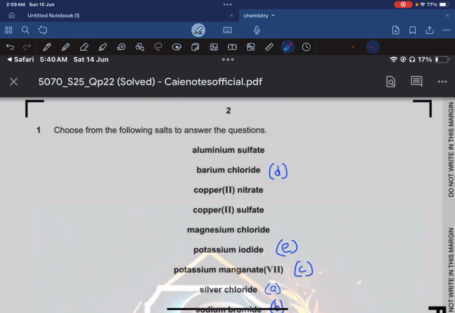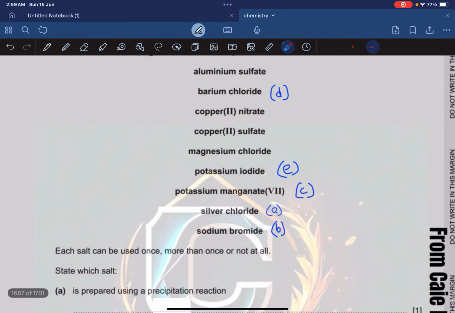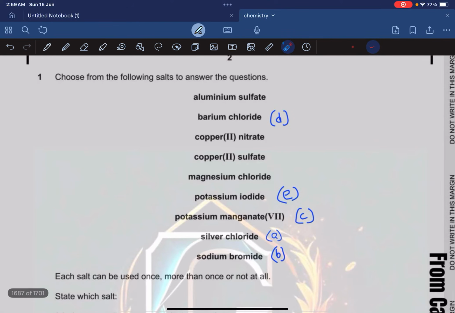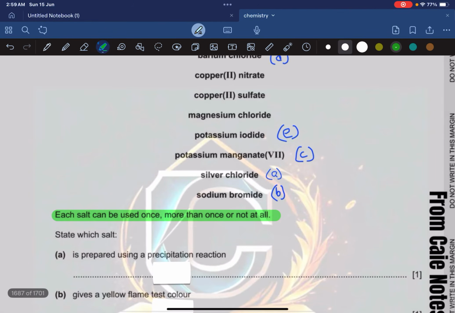Okay, so the first question was, choose from the following salts to answer the questions. We had some salts like aluminum sulfate, barium chloride, copper nitrate, copper 2 sulfate, magnesium chloride, potassium iodide, potassium manganate VII, silver chloride, and sodium bromide. These are a bunch of salts that we're given, and we have to choose from these options. Each salt can be used once, more than once, or not at all. State which salt is prepared using a precipitation reaction.